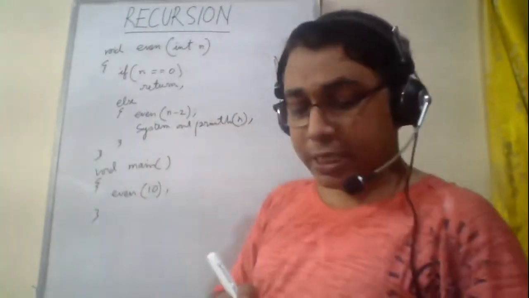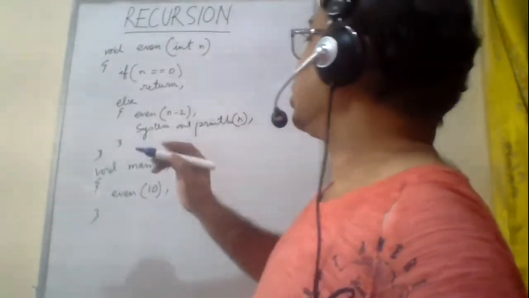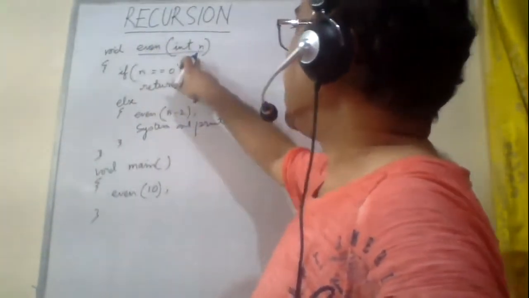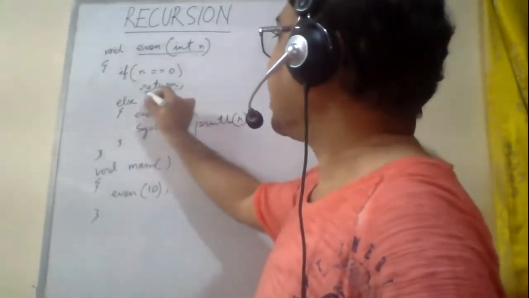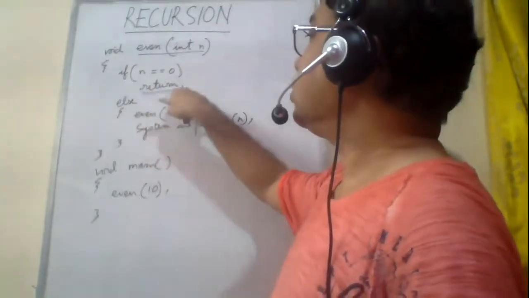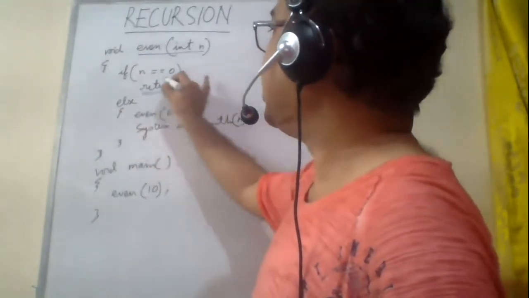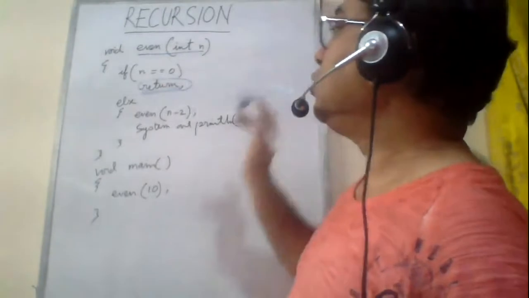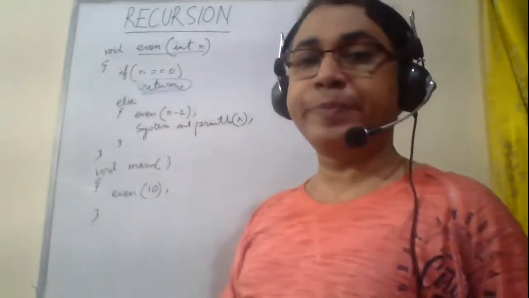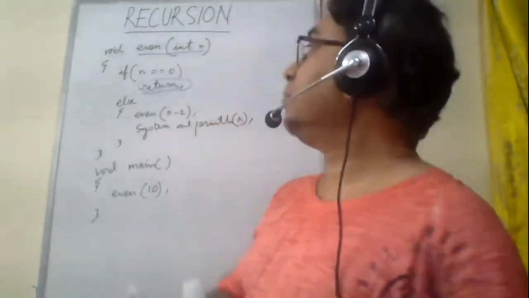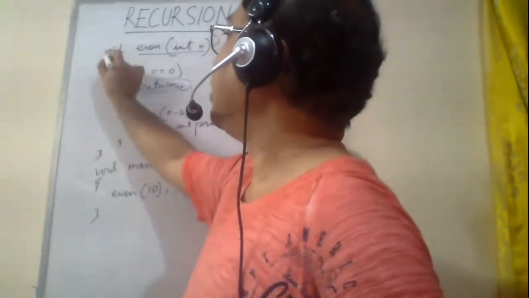Now over here, see what happened. I am taking a function even with a parameter. If n is equal to 0, I have a return statement. Now here a return is without any value. You can say there is no value in the return statement. You may ask a question, my return type of the function is void, then why am I using a return statement over here?